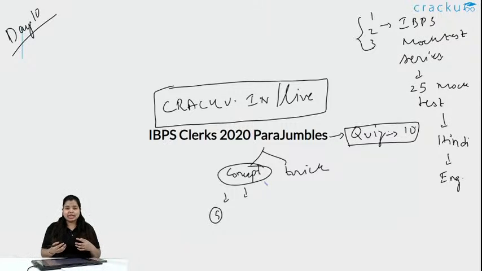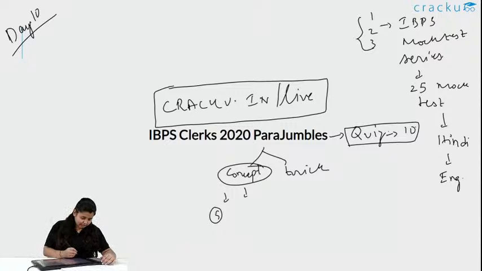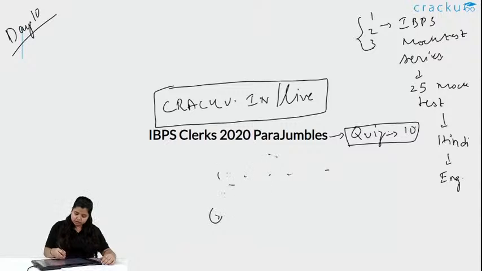So how do we identify which is the first one, which is the second sentence? The most important thing that helps in parajumble is the options itself. So let us see what short tricks we can use.